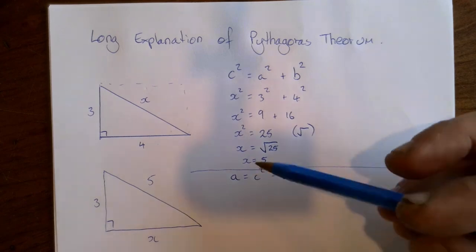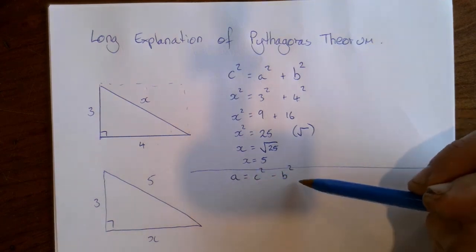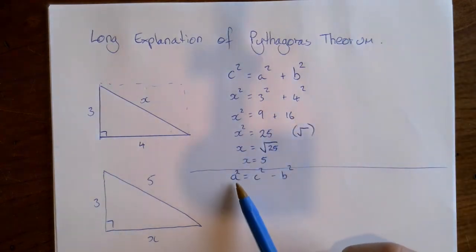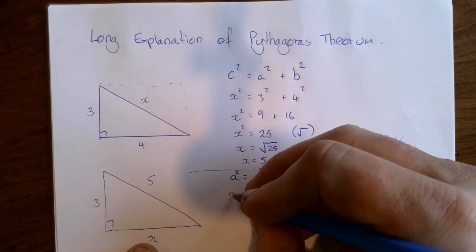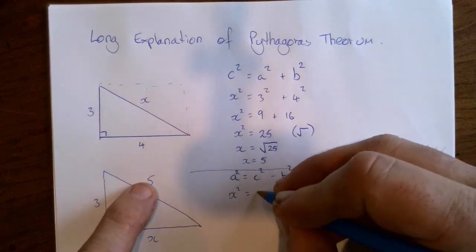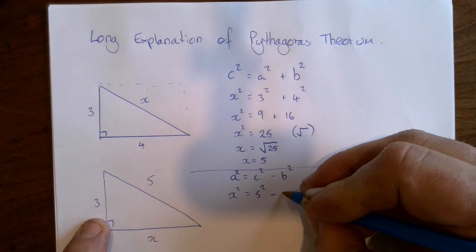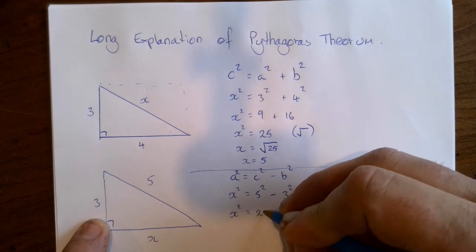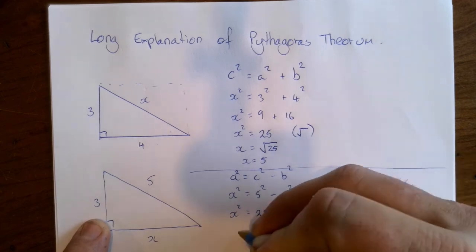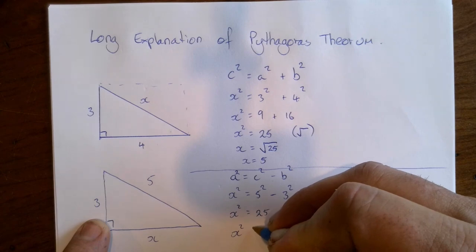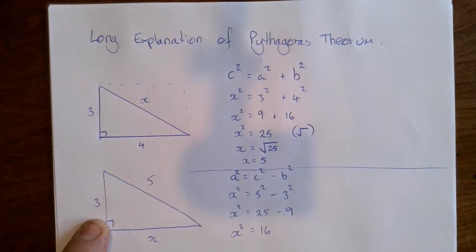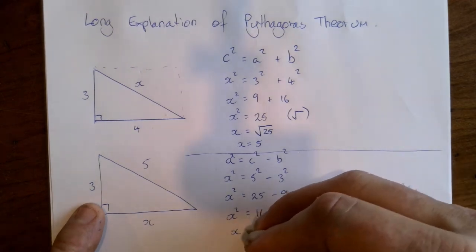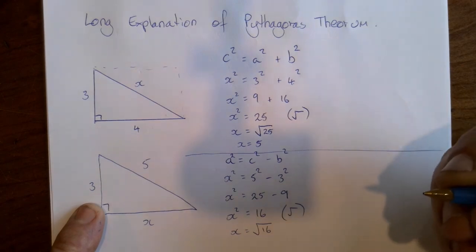Down here, you can either rearrange the formula like this, and you can substitute in the values. I keep forgetting all my squared, so I can either do it as a squared equals c squared minus b squared. So x squared is going to be 25 minus 9, which makes x squared 16. Okay, remember if I square root both sides, then x will be the square root of 16, which is 4.